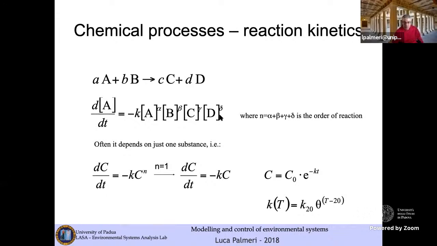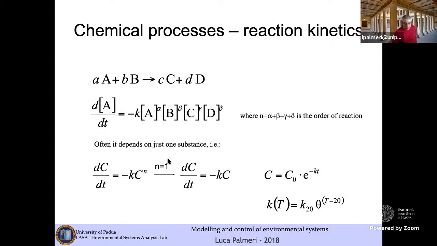In this definition, we may define N, alpha plus beta plus gamma plus delta, as the order of a reaction. So a chemical reaction of the first order will have N equal to 1. To exemplify, often a chemical reaction depends on just one substance. Let's start with a chemical reaction that depends on just one substance. Then you convert this equation by saying that the variation in time of chemical C is equal to minus K C elevated to a power N.